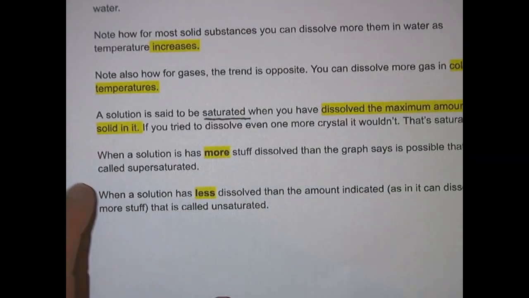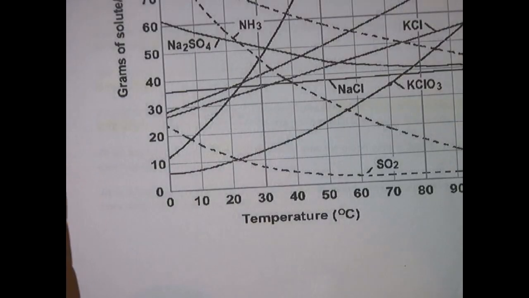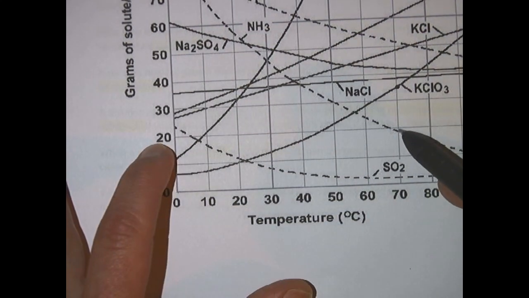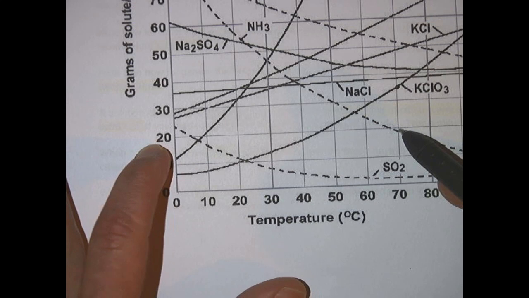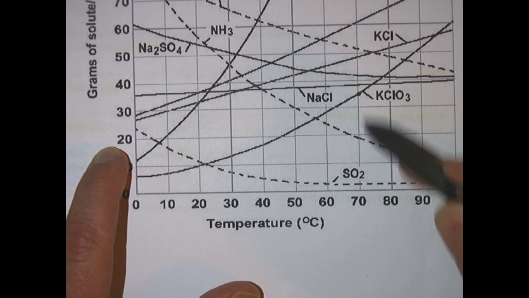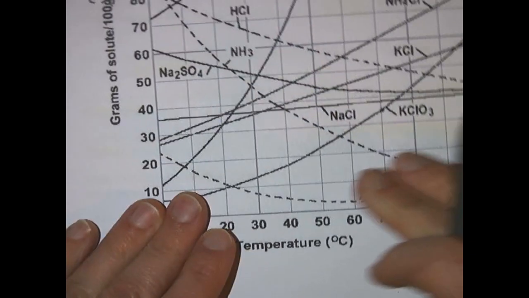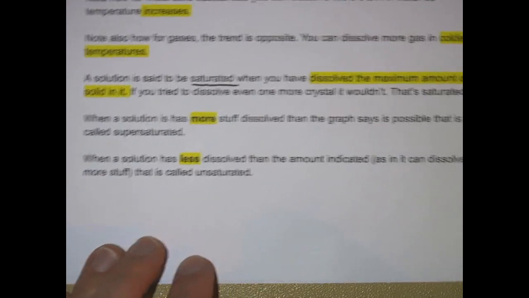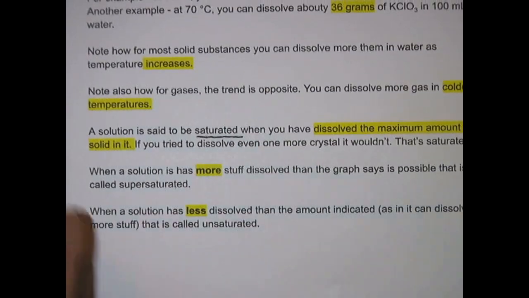And then anything less than the line, so if you go back to this line for the 70 degrees, let's say you dissolved 20 grams of KClO3 in 100 milliliters of water at 70 degrees. Well, you're right here. You're way below the line. That's unsaturated. Unsaturated means you can dissolve more stuff in there. That's what we call unsaturated. It has room to dissolve more things.